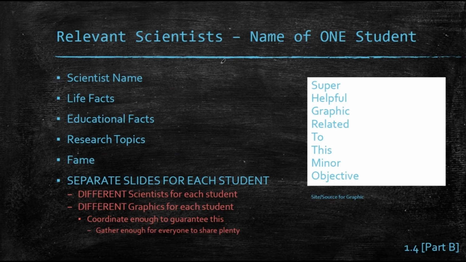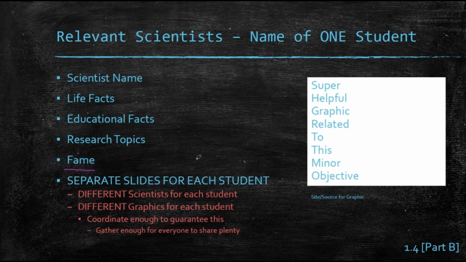Okay, relevant scientists. Again, pick different scientists, find things about their life. Where were they born? When were they born? For a lot of these topics, these people have already passed away. When did they pass away? If there's an interesting fact, bring that in. What are they famous for that may or may not be this topic?